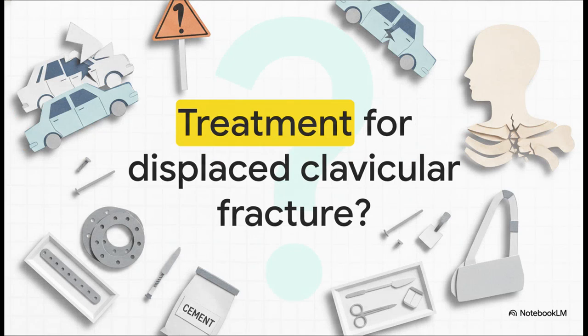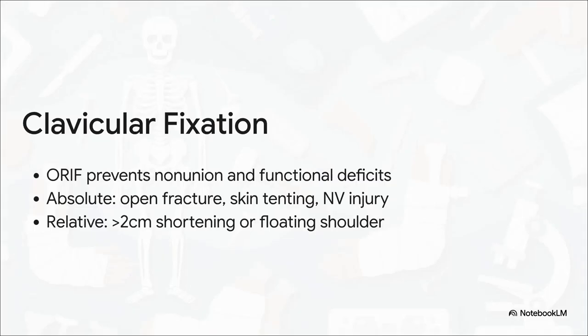A 34-year-old patient suffers a displaced, comminuted, middle third clavicular fracture following a road traffic accident. The treatment of choice for this fracture is options: A. Tension band wiring, B. Cement augmentation, C. Arm sling, D. Internal fixation with K-wiring, or E. Internal fixation with plates and screws. The correct answer is E, internal fixation with plates and screws.